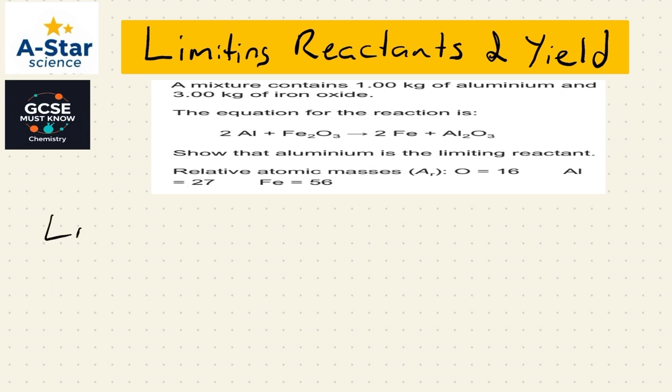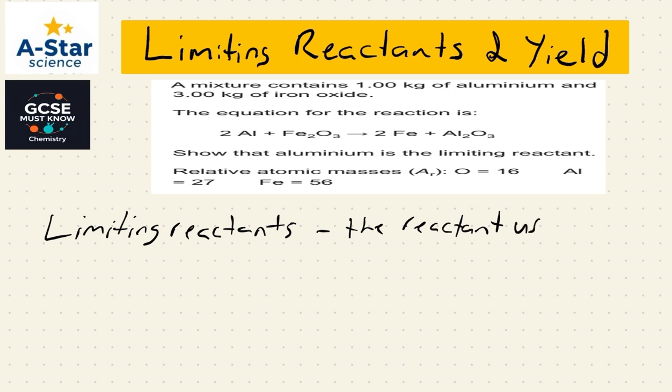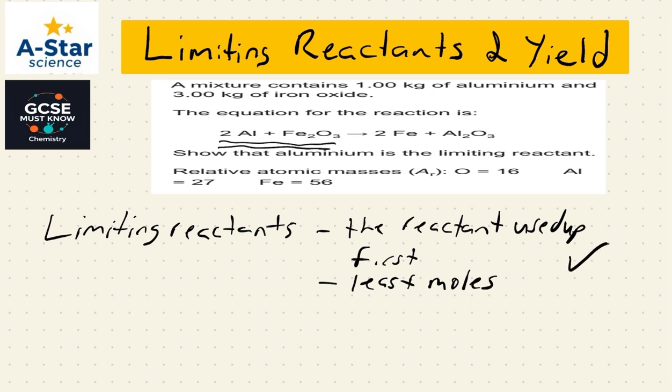First of all, what is a limiting reactant? We need to understand what that means. A limiting reactant is the reactant that will be used up first. And when we say used up first, we need to understand that it has the least moles. Remember, reactants are those things on the left side of an equation. So the limiting reactant is the one that's going to be used up first because it has the least moles.